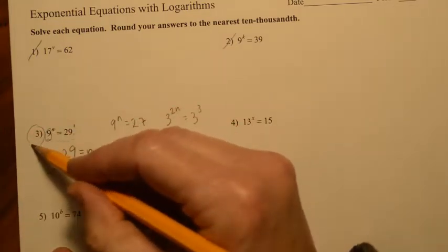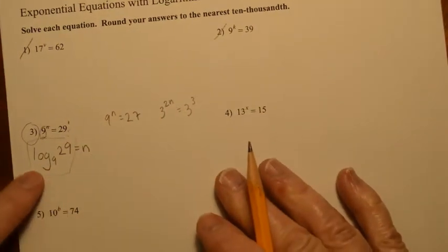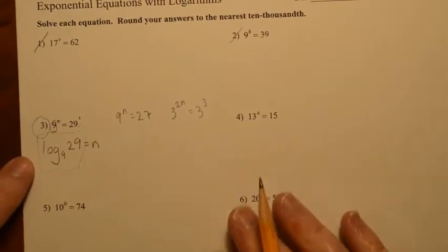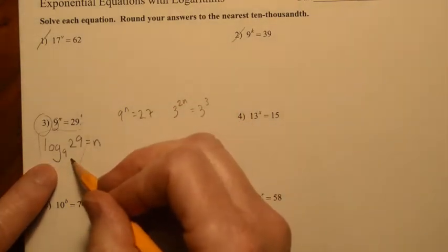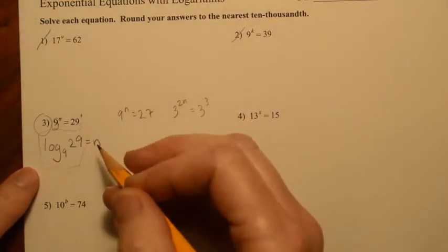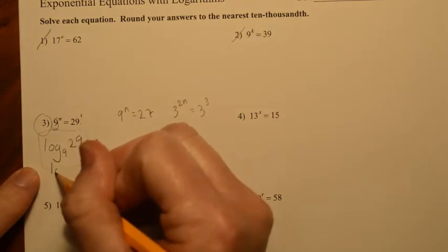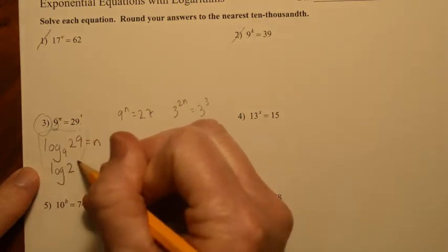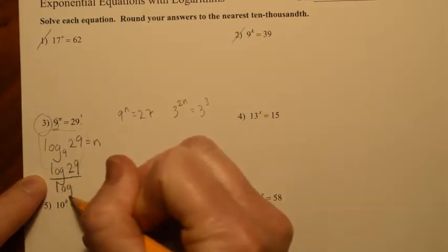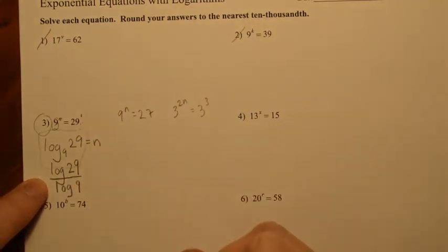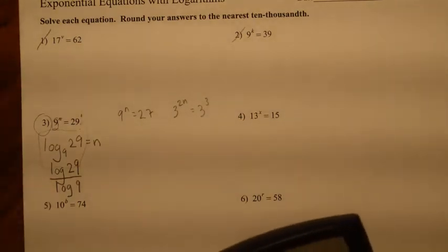Now from our work using the change of base formula, we say, oh wow, I can use the change of base formula to change that base into something that my calculator can do. I'm going to choose to change it into log base 10. I do that by writing log base 10 of 29, or just log, as I always say, over log of 9. And then we use our calculator.